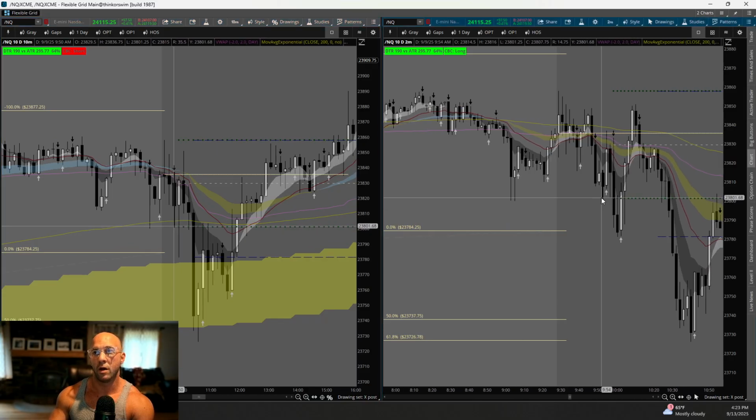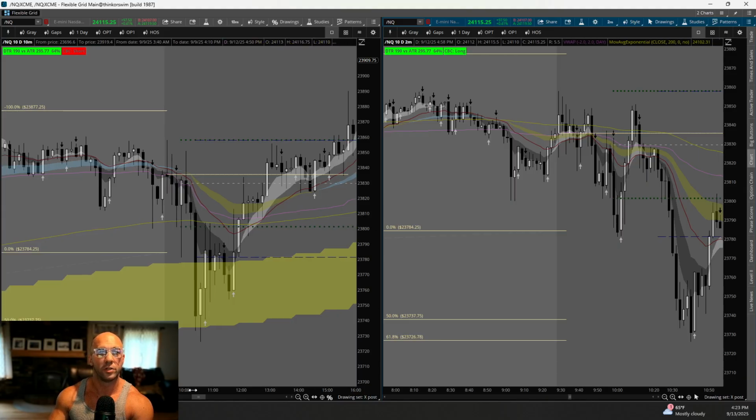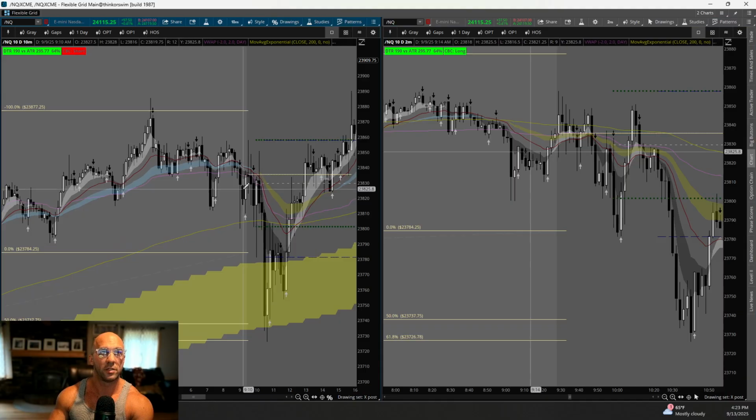Well, we have not broken this pivot low yet. We're right here at pre-market low, which is not the session low. It's just the London session low. We haven't broken that yet. But candle by candle, it just barely flipped short.